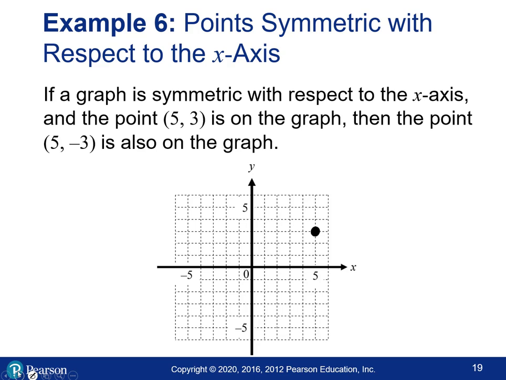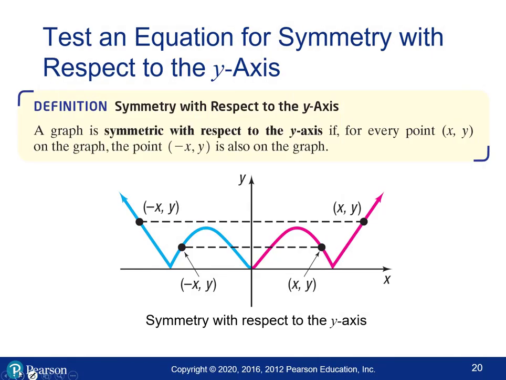So here's an example. If a graph is symmetric with respect to the x-axis, if 5 comma 3, which is right here, is on the original graph, then the symmetric point across the x-axis is 5 comma negative 3. So it just mirrors down across the x-axis.